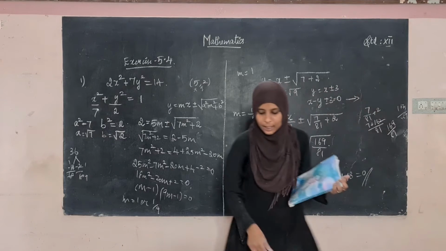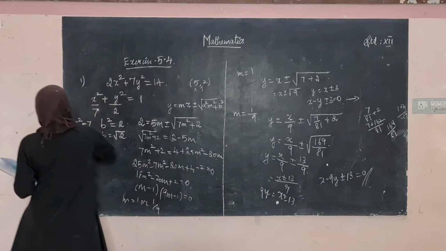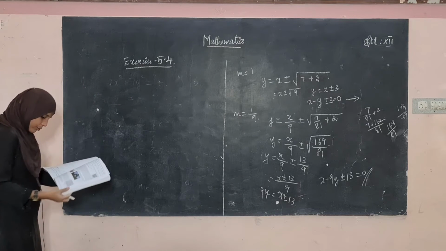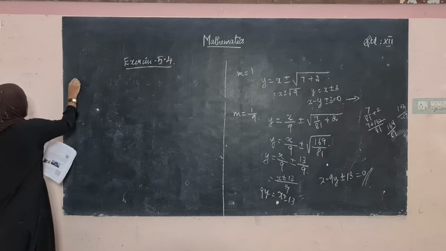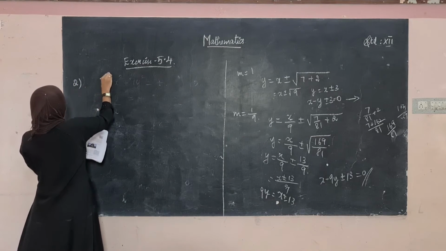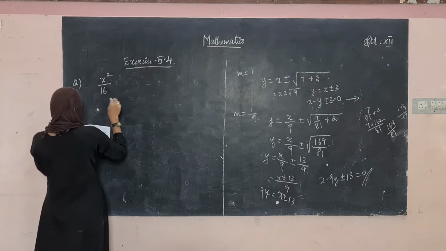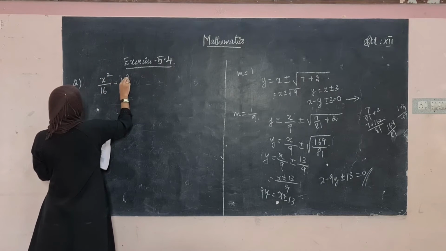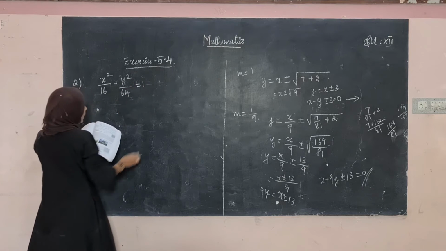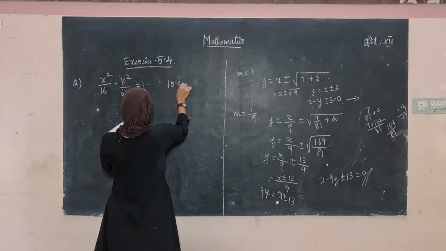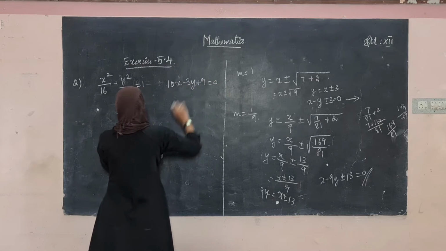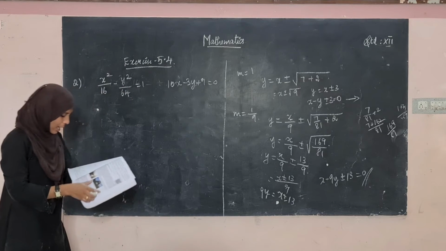Okay, now let us see the next sum. So what's the second sum? Find the equation of tangents to the hyperbola. So what's the hyperbolic equation they have given? X square divided by 16 minus y square divided by 64 equal to 1, which are parallel to the line whose equation is 10x minus 3y plus 9 equal to 0. Find the equation of tangents to the hyperbola.